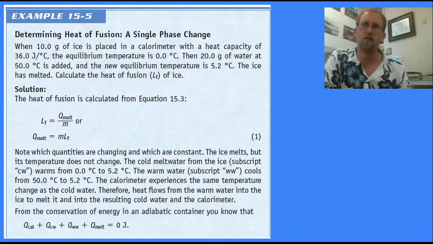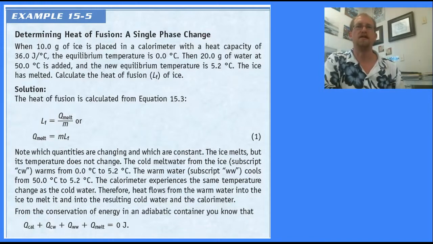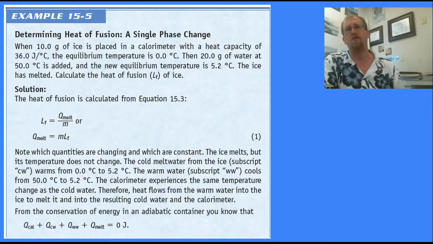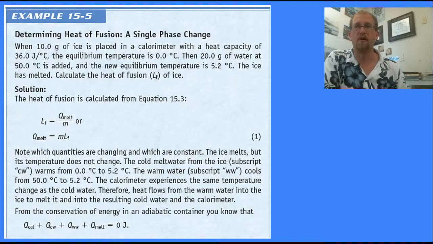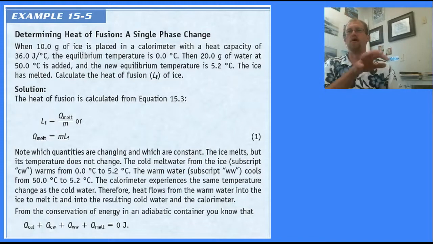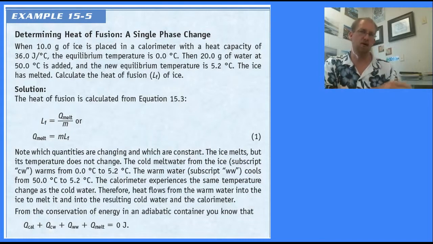The cold melt water from the ice, so then CW, cold water, warms from 0 to 5.2. And the warm water, WW, cools from 50 to 5.2. The calorimeter experiences the same temperature change as the cold water. It was 0, now it's 5.2. Therefore, heat flows from the warm water into the ice melt and into the resulting cold water and into the calorimeter.